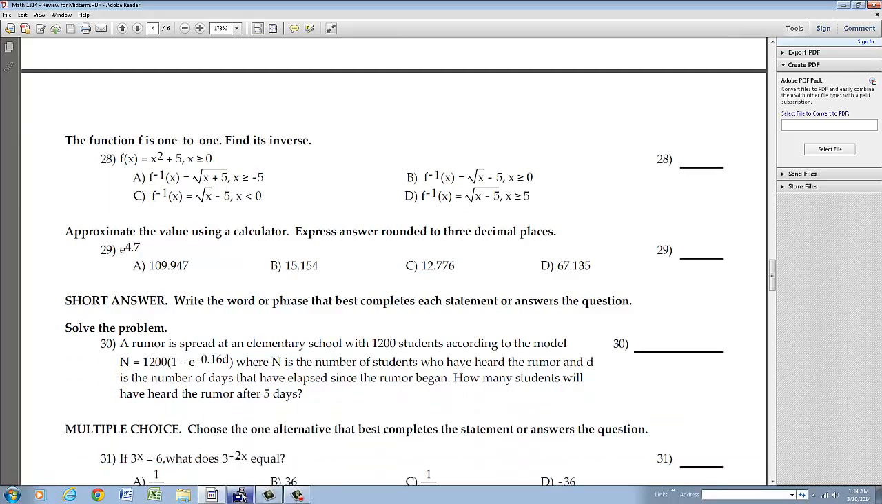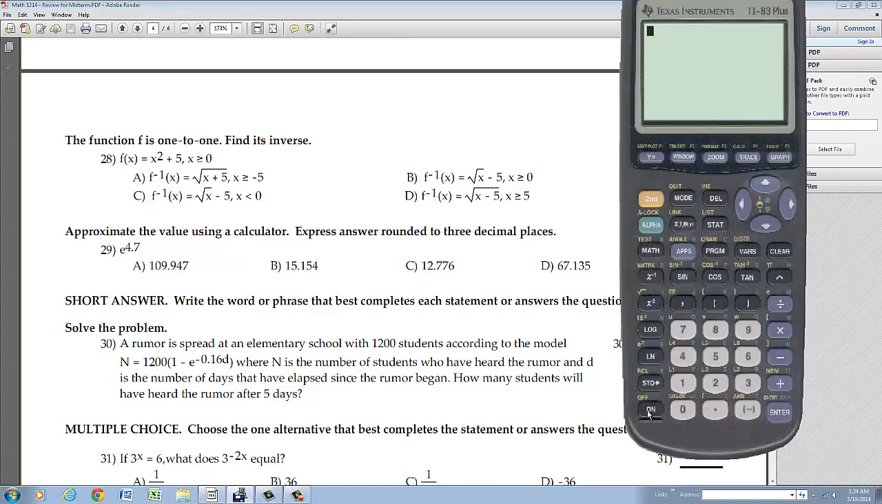Okay. 29, just a calculator problem. Approximate using a calculator, so I want e to the power of 4.7, so it goes second e, and then 4.7, hit enter, and I get 109.947. Okay, that's answer A.